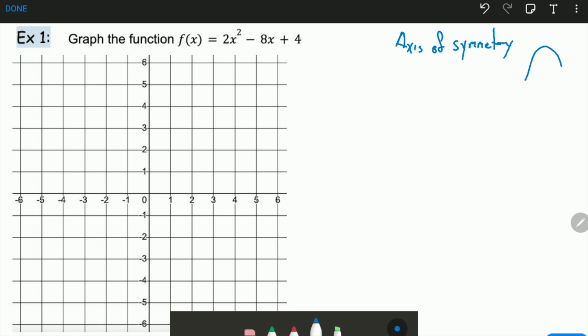This will allow us to find the vertex, the location of the vertex. The formula is x equals negative b over 2a, where a is the number beside the variable squared, b is the coefficient of x to the first, and c is the number by itself, the constant, which isn't actually used in this formula. So in our case, a is going to be 2, and b is negative 8.